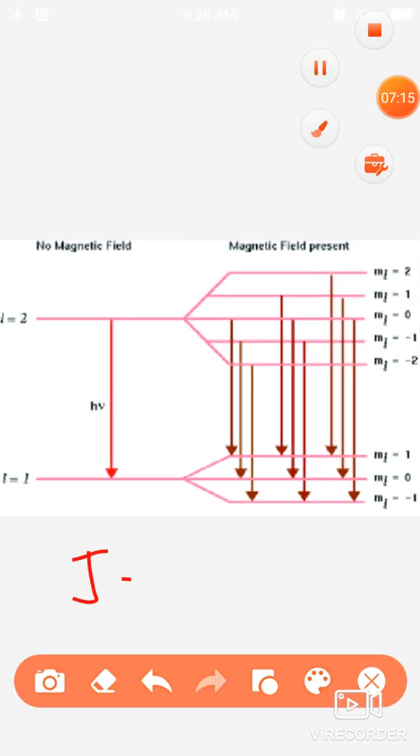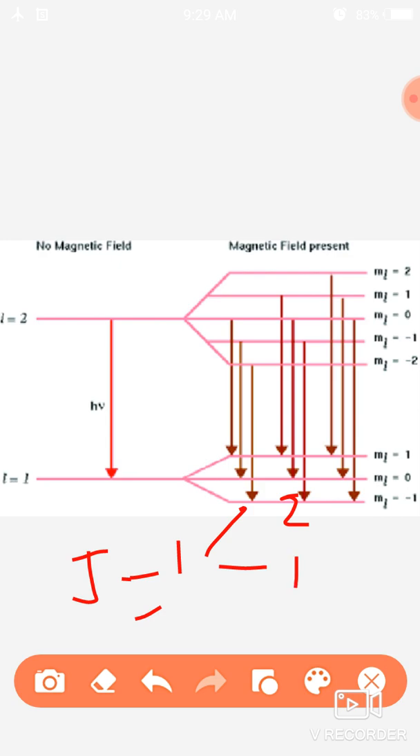If J has a value equal to 1, then the values are 2, 1 and 0. These energy levels are available for magnetic transitions, or we can say, as a result of the Zeeman effect.